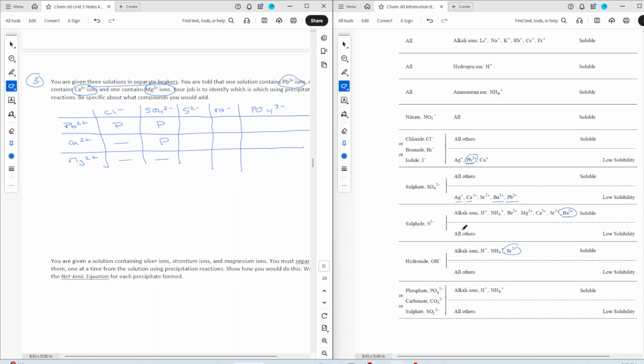Then we look at sulfide. Sulfide is soluble with magnesium, calcium, but not lead. Then we move on to our hydroxide. So it is soluble with strontium, which we don't have, and so it's going to precipitate with everything. And then lastly, our phosphate. Phosphate is going to precipitate with everything.